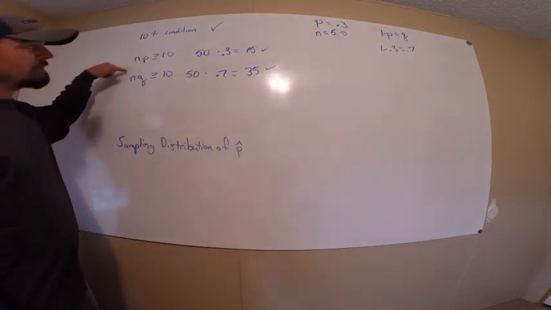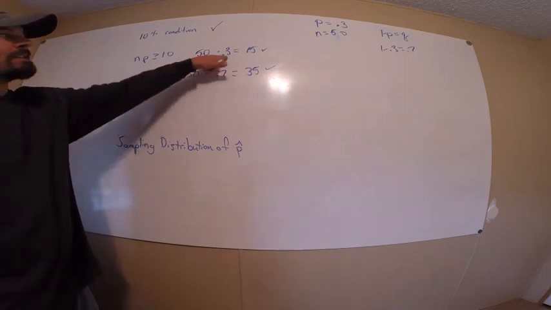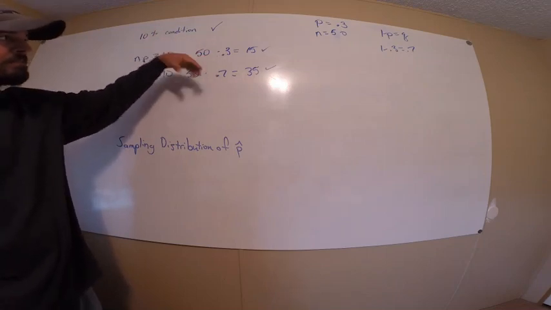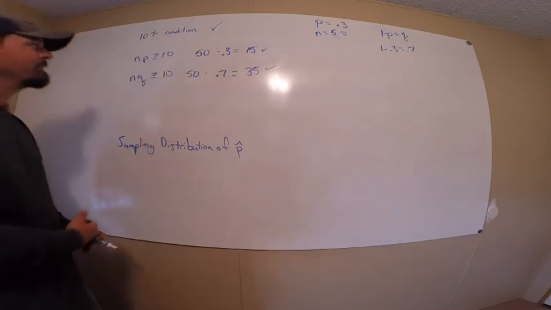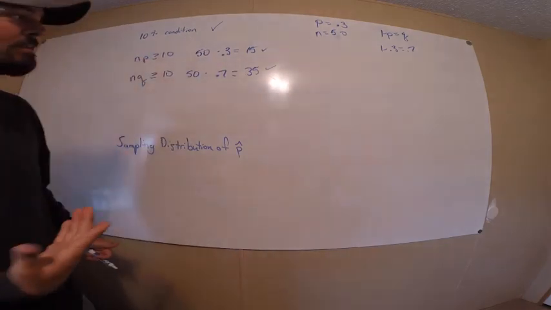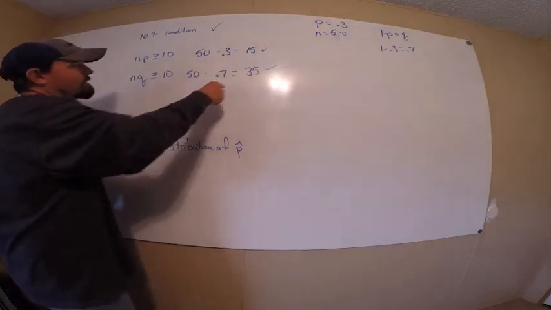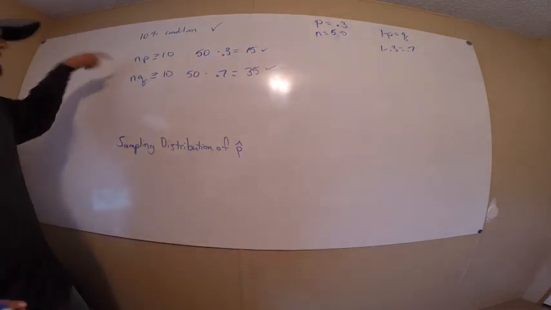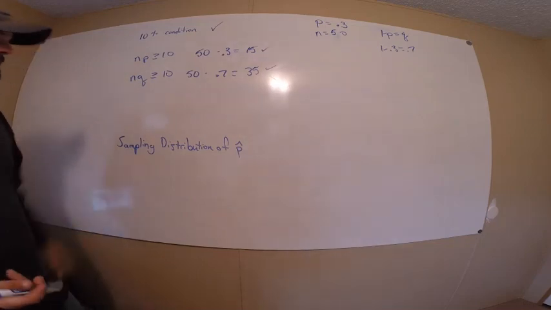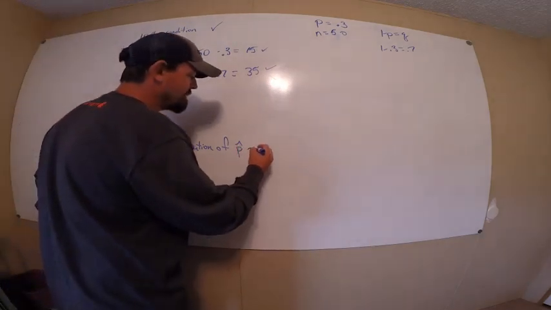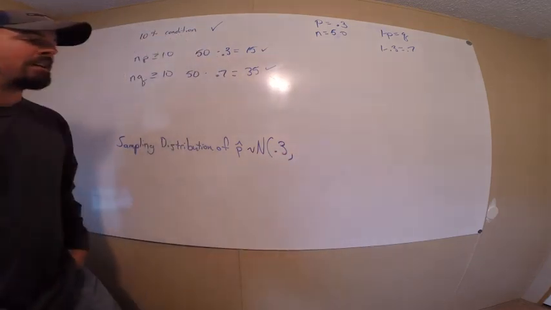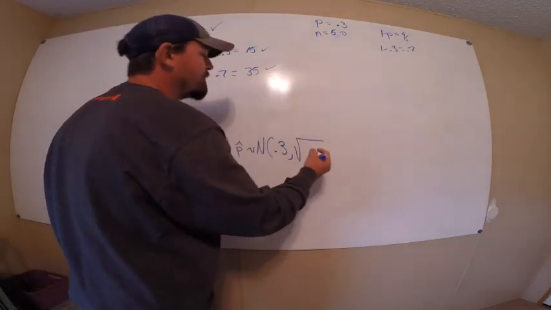What you'll notice with this rule is that if you check the smaller percent out of the two and it works, the other one is going to work. You still need to check both for most problems, but if you check the smaller percent, which isn't always P and isn't always Q, then if the smaller percent works, the bigger percent is going to work. So these conditions hold. Since those conditions hold, we can say that the sampling distribution of P hat is approximately normal, with mean P, which is 0.3, and then the square root of P times Q.